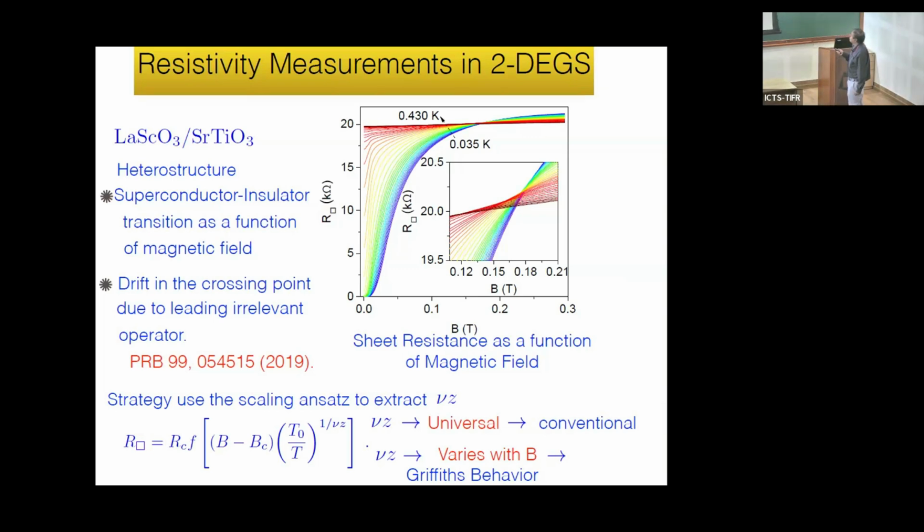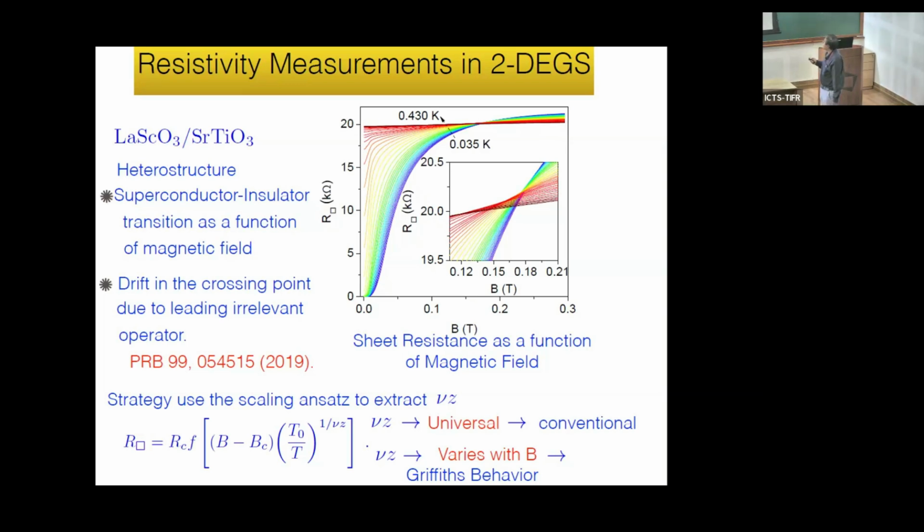But if you essentially zoom into this crossing point, you actually see that the crossing point drifts. This drift in the crossing point can be explained by means of a leading irrelevant operator. If you have a leading irrelevant operator and you are at this infinite randomness critical point, then you can easily explain this drift in the crossing points. And so that's one very interesting way of figuring out whether the critical point is given by this infinite randomness fixed point.